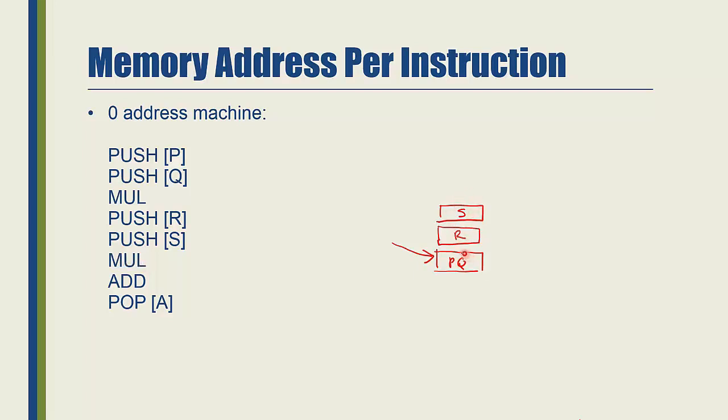It will not involve P and Q or their multiplication, which means these two will be popped out from the stack and then will be replaced by the multiplication of R and S.